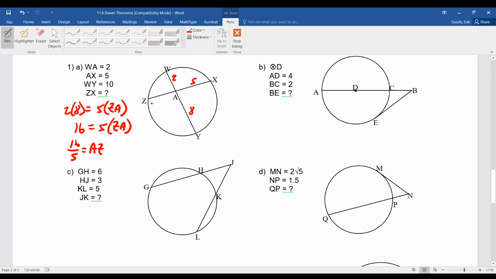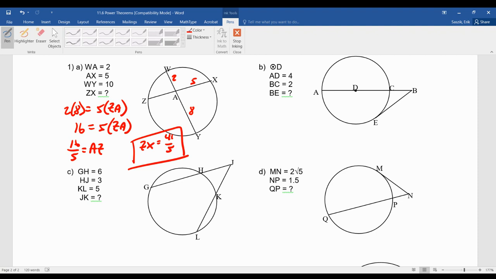Now, that's just that piece right there. And obviously, we have to find this whole thing. That's 25/5. So 25/5 plus 16/5 gives you ZX to be 41/5. Not hard, but your answers aren't always going to be pretty. Got a fraction there, no big deal.